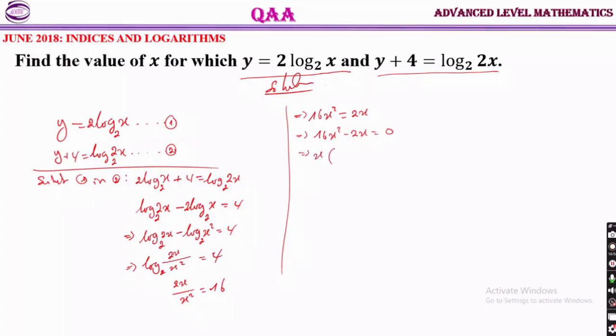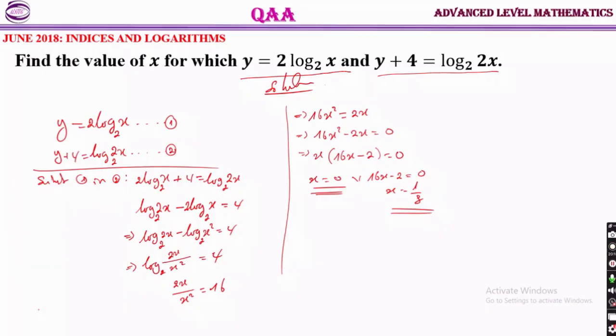So we can factor out x, we will be left with x times 16x minus 2 equals 0. So x is either equal to 0 or 16x minus 2 equals 0, and x will be equal to 1 on 8. Notice that there are two responses here.